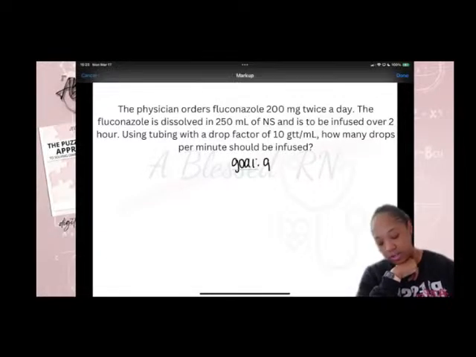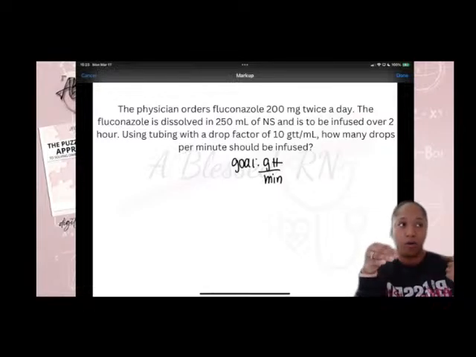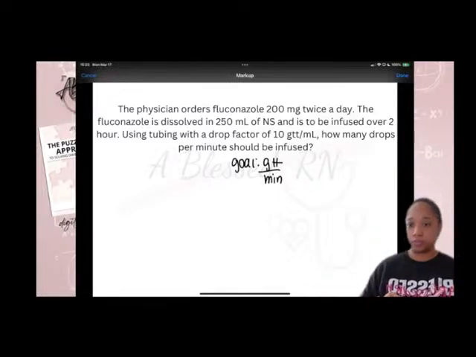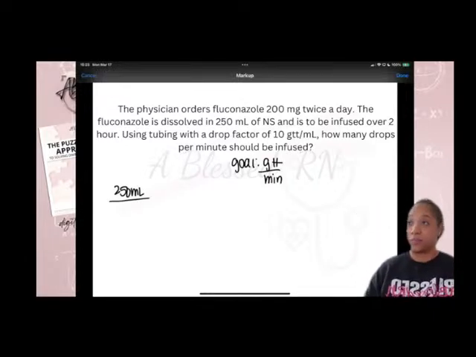The goal is drops per minute. Okay. What is your volume from the problem? Because remember, we need volume over time. What's your volume from the problem? 250 milliliters, right? What is your infusion time?